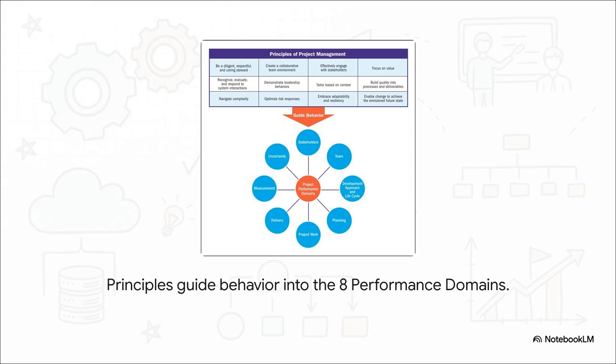And this brilliantly illustrates the dynamic between what we've covered so far. You've got those high-level principles sitting right at the top, acting as a behavioral umbrella. They literally pour down to guide our actions within those circular, highly interactive performance domains below. It's this continuous feedback loop of applying our core ethical and strategic values to the messy, complex realities of actual project work.